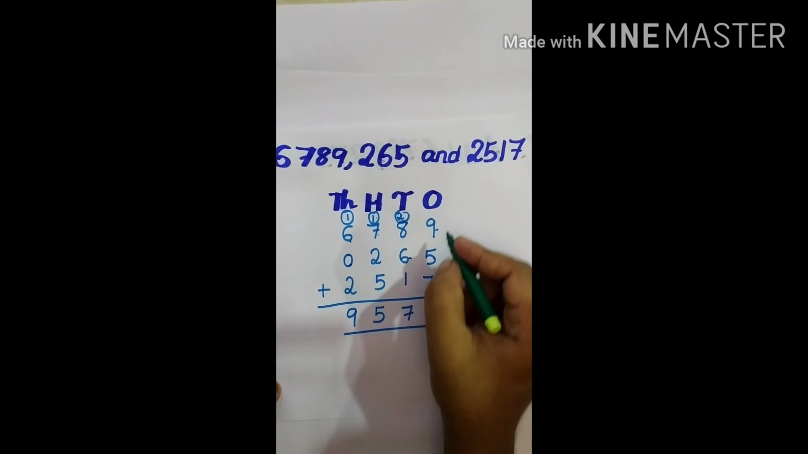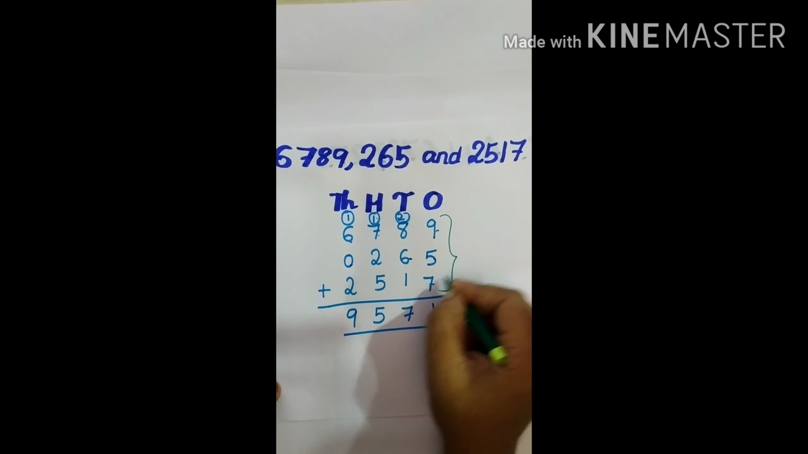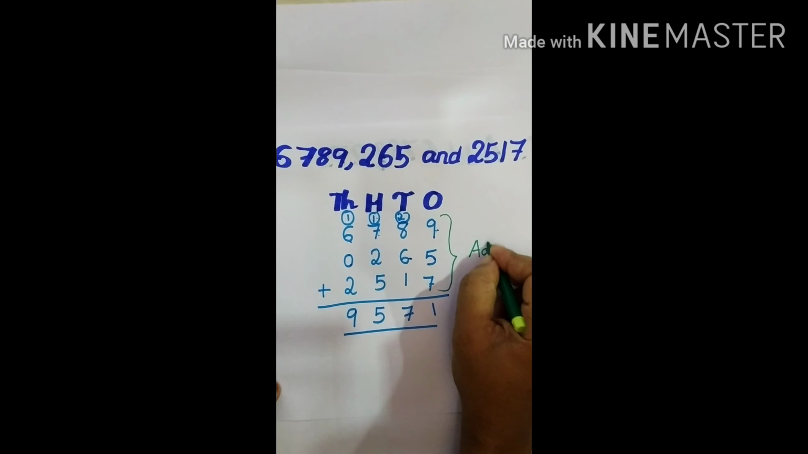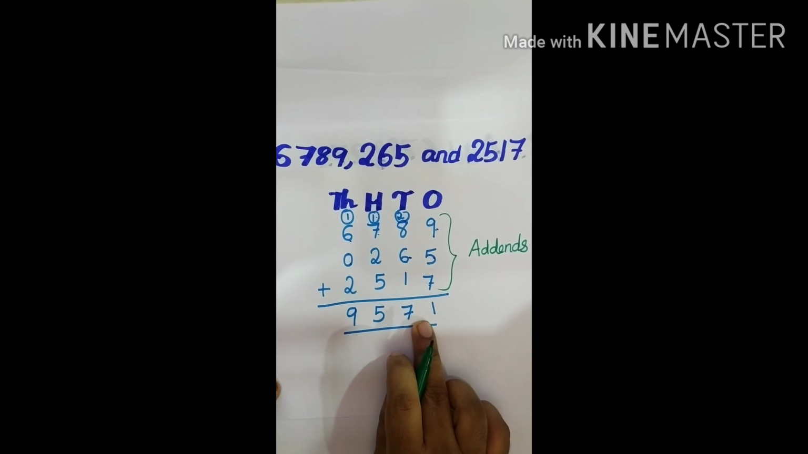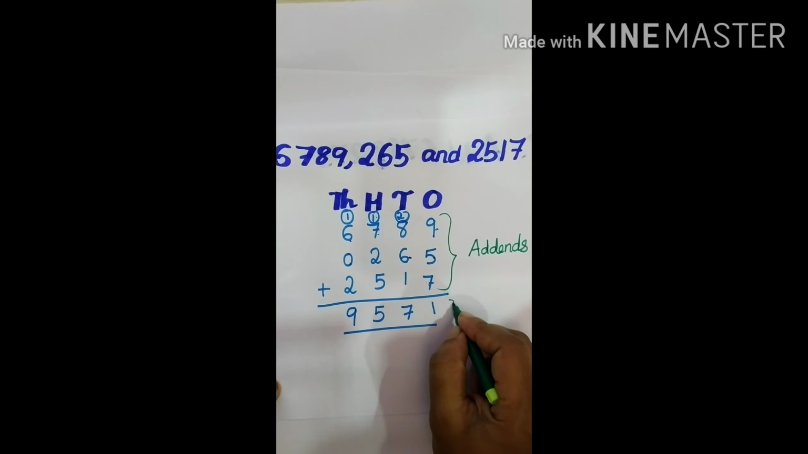The numbers we added are called addends. And the result of addition is called sum.